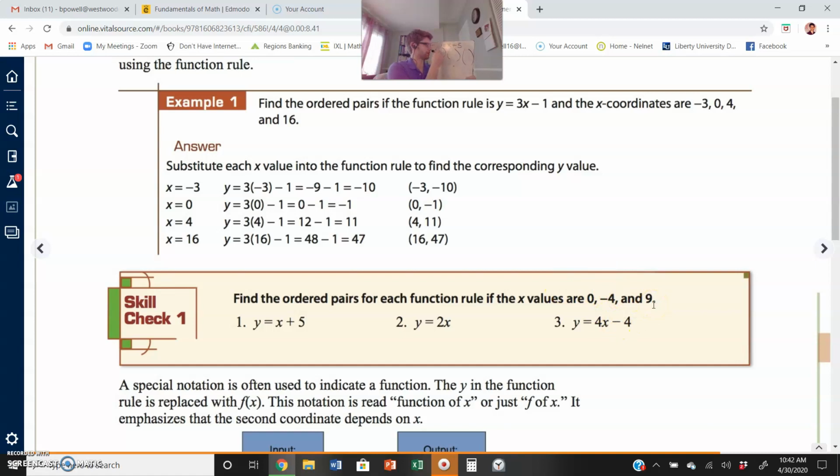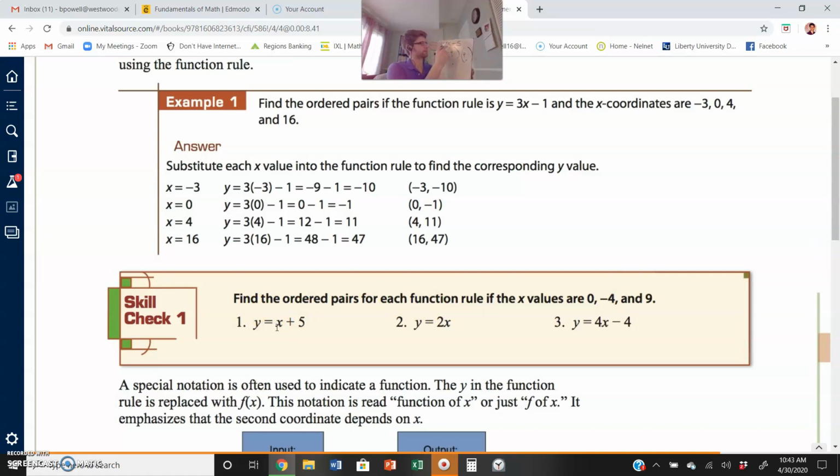I have the first x value of 0. X goes first, then we have the y. So the next x is -4. The last x is 9. Now I have to find the y values in order to find my ordered pairs. So how do I find the y? I plug in these 3 numbers where I see an x because these numbers are the x value.